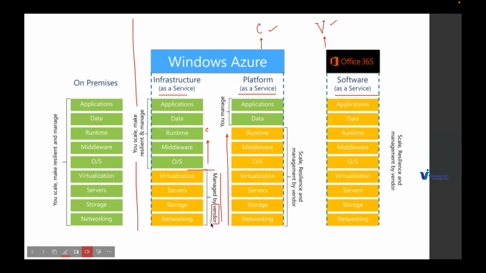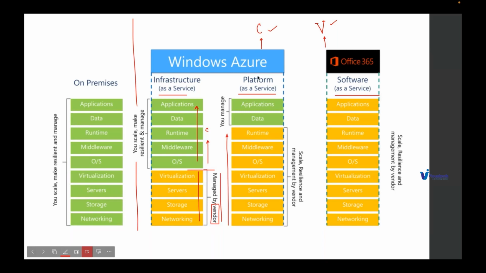Whatever we are discussing up to this slide is common across any cloud. Whether you go with Azure, AWS or Google, this architecture is the same. Yellow is managed by the vendor, which in this scenario is Microsoft Azure, and whatever is green is managed by us.